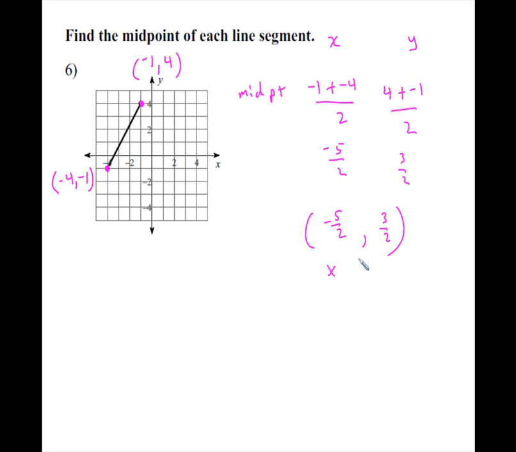These are the x and y values of my midpoint. Now you could keep your answers improper, that's fine. Just make sure you always reduce your fractions. Or you could change these to mixed numbers. So this is equivalent to -2.5 and 1.5.